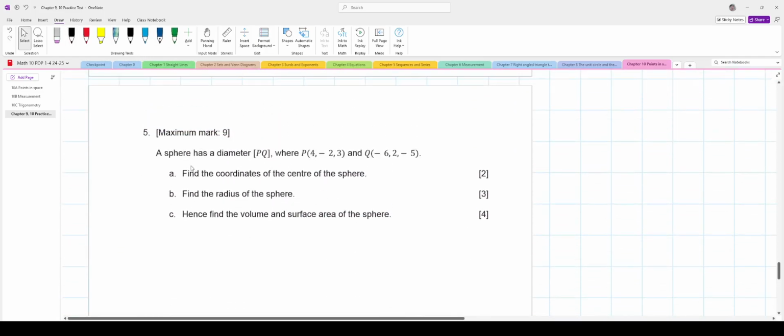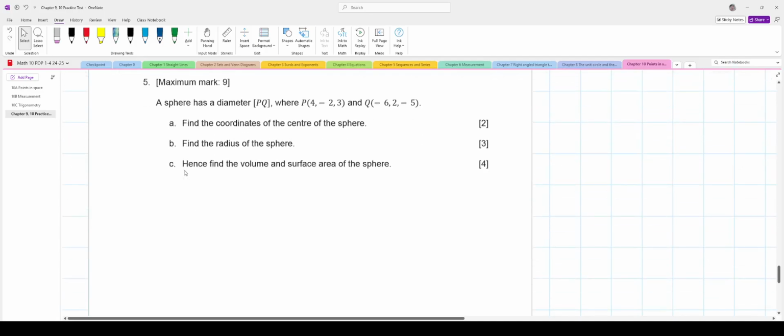All right, moving on to the last question. A sphere has diameter PQ, where the positions of P and Q are given. Find the coordinates of the center of the sphere, find the radius of the sphere, and hence find the volume and surface area of the sphere. So the first thing that we need to do is find the coordinates of the center of the sphere.